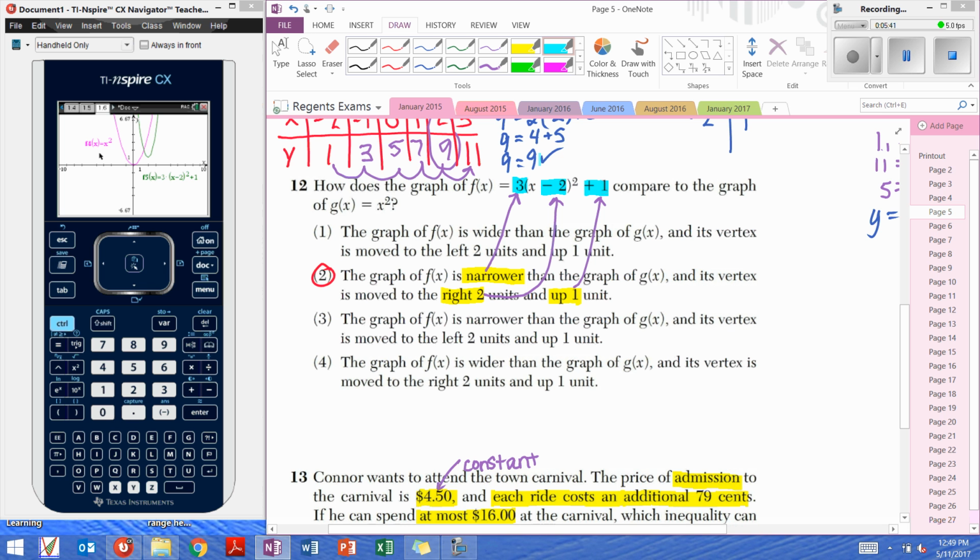On the flip side, using your calculator, graph both of them and just compare the vertex, see what happened. You can tell that from the pink to the green, it definitely got skinnier, narrower, and then it moved to the right and up.